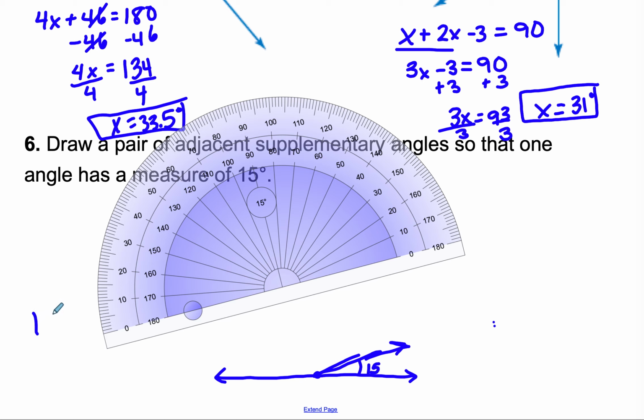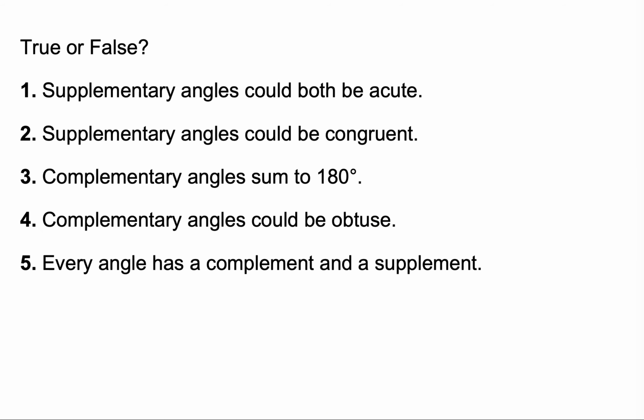To get that other one, I would have to do 180, and I would have to subtract 15. That's going to tell me 165 is the other part of that angle. Don't forget about those degree signs. And our last one here, true or false. Go ahead and pause the video and try these on your own.